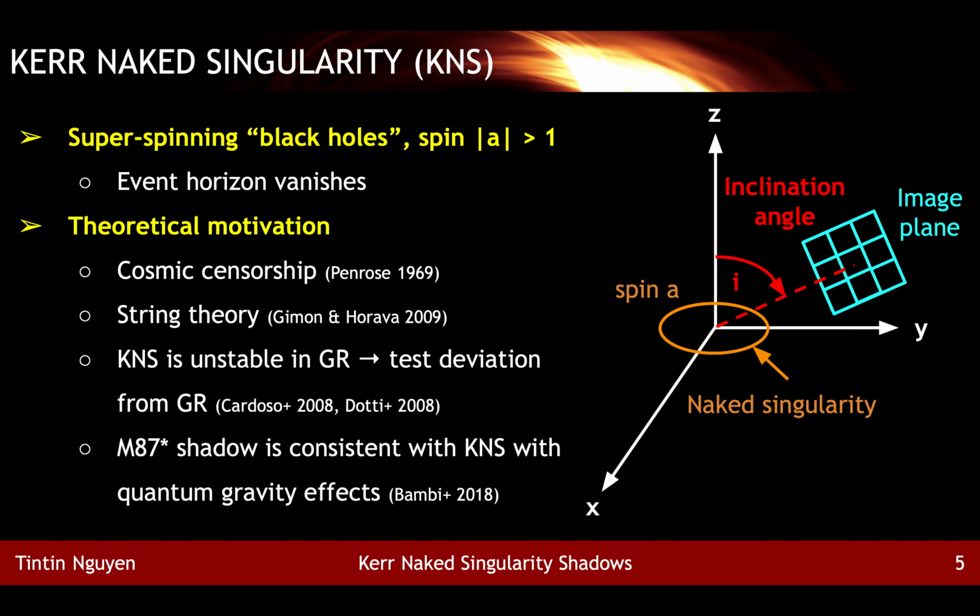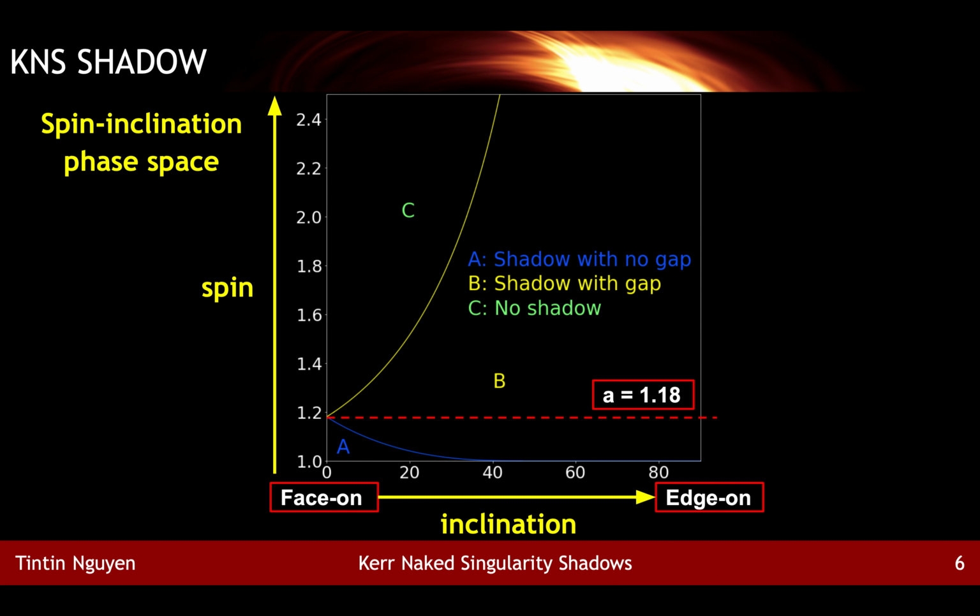So without going through all the complicated mathematical derivation in my paper, I'm going to show the central results of my paper. So here I have the spin-inclination phase space, where on the left-hand side, as you go from bottom to up, your spin increases. On the horizontal axis, as you go from left to right, you go from face-on or 0-degree inclination to edge-on or 90-degree inclination.